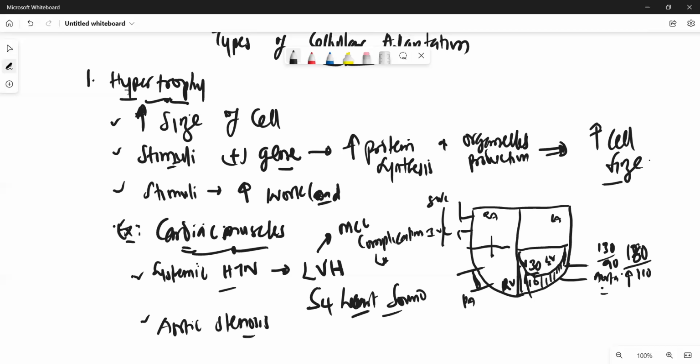So with aortic stenosis, if the aortic valve is stenosed, same thing, that will increase the afterload. And that will also lead to left ventricular hypertrophy.